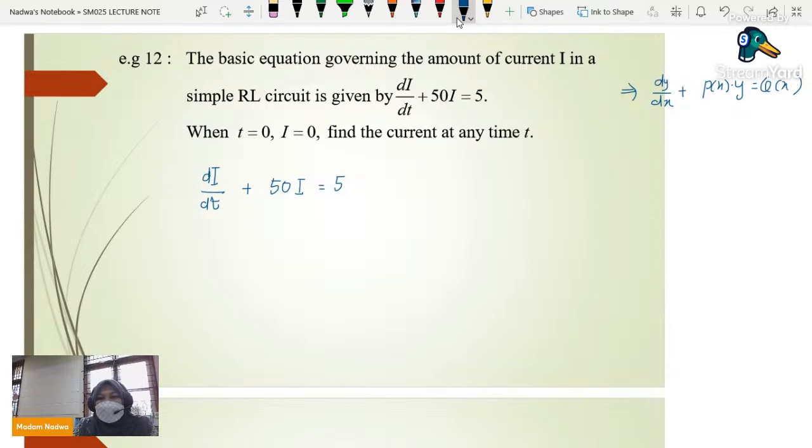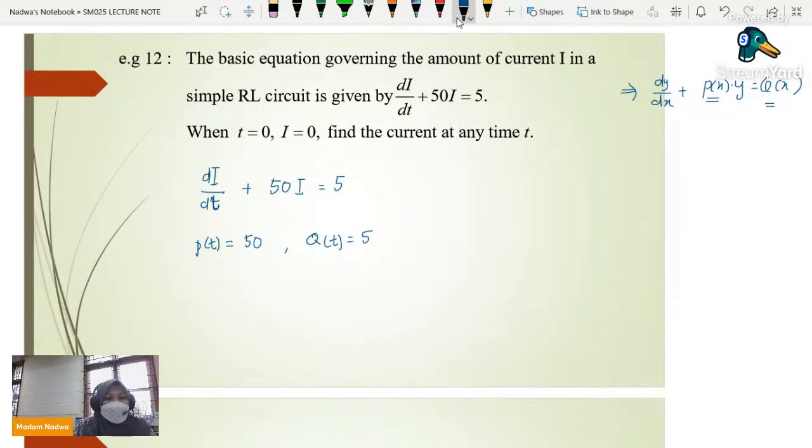Okay, so as you can see here, we have our P, kalau dalam kes ni PX. So dalam kes kita, it should be PT. So PT is equals to 50 and QT is equals to 5. Kenapa in terms of T? Because this differential equation is di over dt. So kalau dy over dx, yes, px dengan qx macam tu.